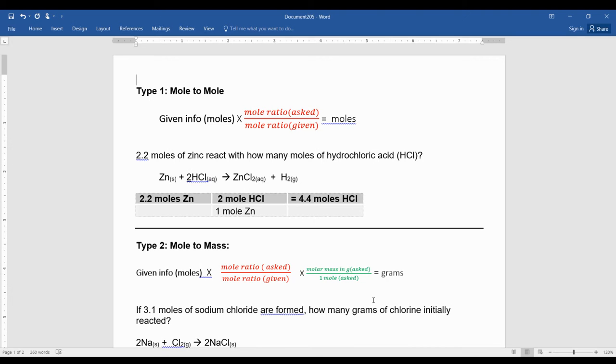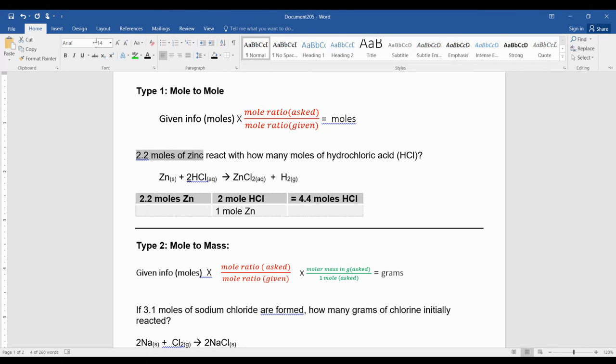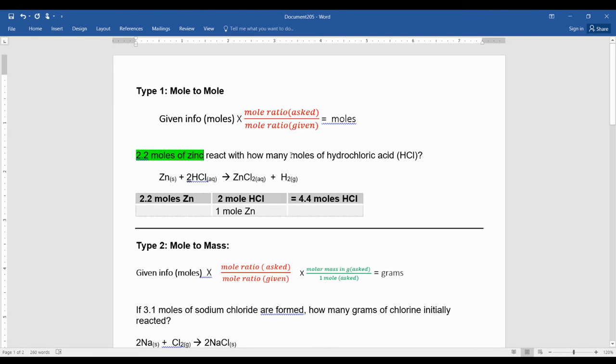So I'm going to go through all the four types of problems today. I'm going to begin with the first type, which is mole to mole. Mole to mole means that you've been given information in moles and you're going to convert it to moles. So your given is going to be in moles. I'm going to highlight my given and then I'm going to highlight what is asked.